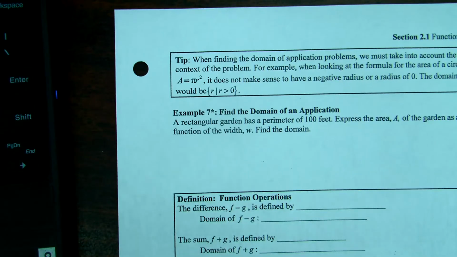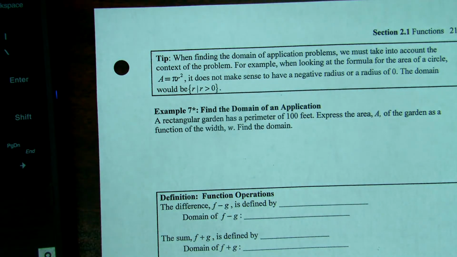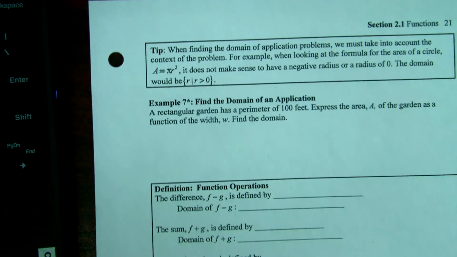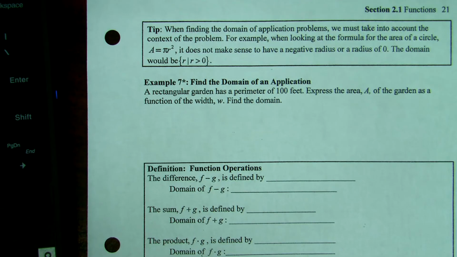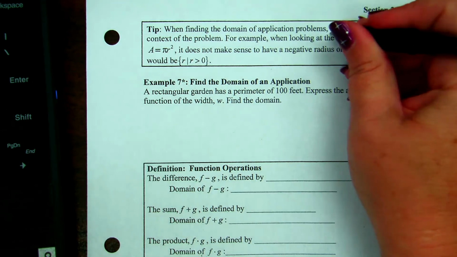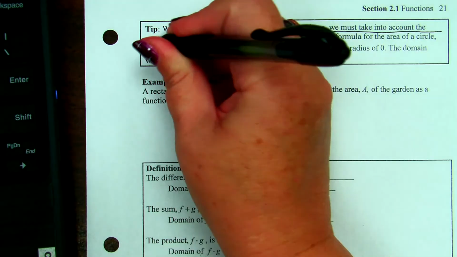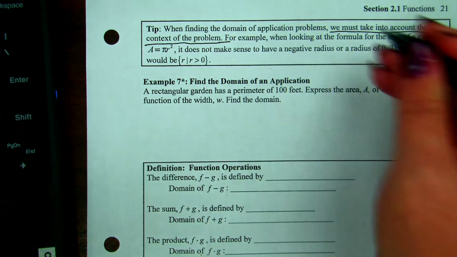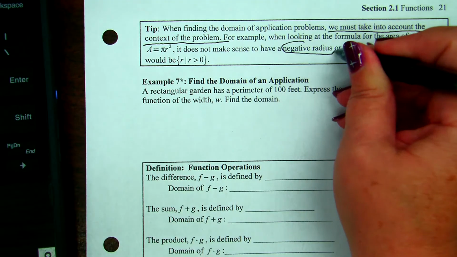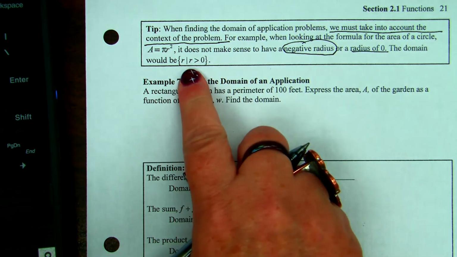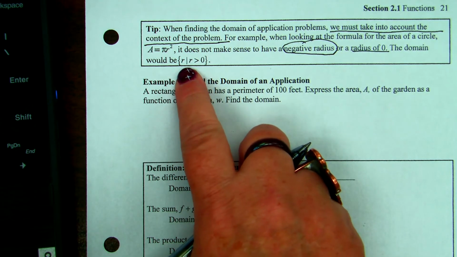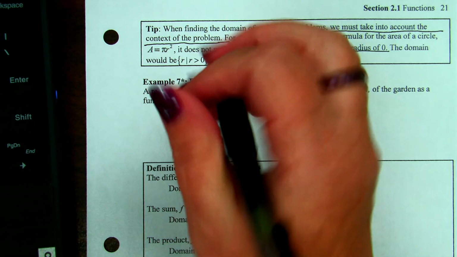When finding the domain of application problems, we must take into account the context of the problem. For example, when looking for a formula for the area of a circle, A equals pi r squared, it does not make sense to have a negative radius or a radius of 0. So the domain would be the set of all real numbers r such that r is greater than or equal to 0.